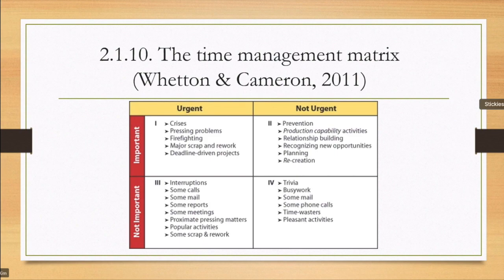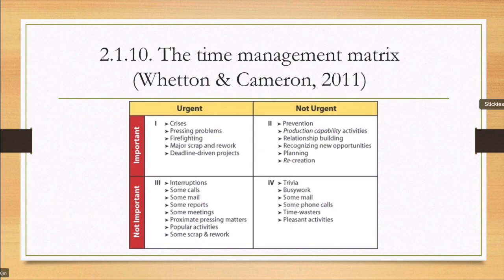The time management matrix, Wheaton and Cameron. So we have important, urgent. This is how you prioritize your tasks, or what you have to do. Important and urgent is everything that has high priority, that you have to do now. Urgent but not important is something you can lay off a little bit later. Not urgent but important, you should do that as well, because it's obviously important but not necessarily urgent.